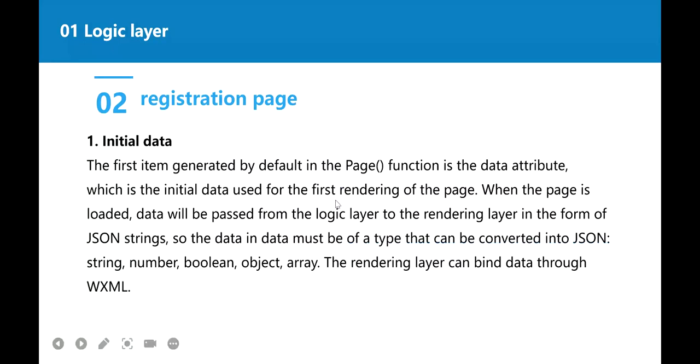We have the initial data. The first item generated by default in the Page function is the data attribute, which is the initial data used for the first rendering of the page. When the page is loaded, data will be passed from the logic layer to the rendering layer in the form of JSON strings. So the data in data must be of a type that can be converted into JSON, like string, number, boolean, object, array. And then the rendering layer can bind data through WXML.